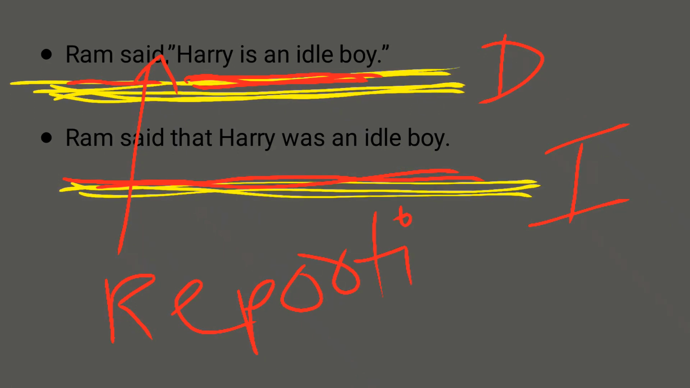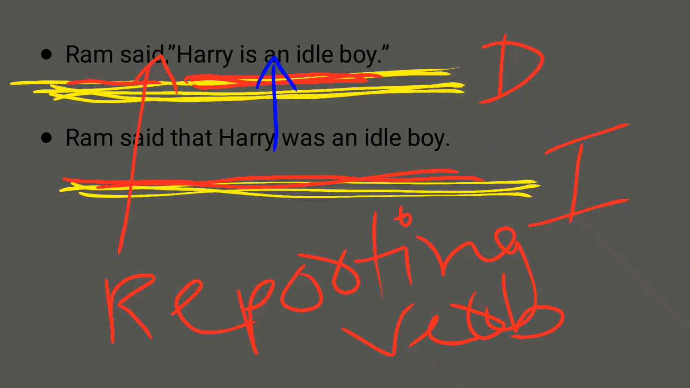Reporting verb. So this is said to be a reporting verb. Ram said. Said is said to be a reporting verb, and the sentences which are inside the inverted commas are said to be reported speech.